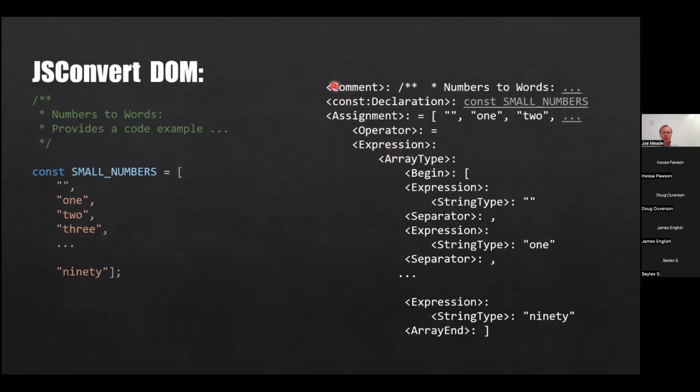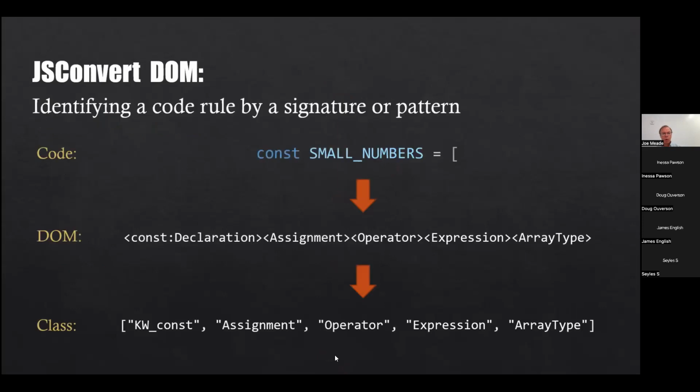This DOM is a continuous string of classes. It starts at the top left of the code and ends up at the bottom right of the code. So the transpiler just goes from one element to the next all the way down. And at each step, it looks for a pattern that was supplied by a rule. So in the case here, we're looking for a const array. There's our pattern, and then we're going to supply this pattern to our rule.